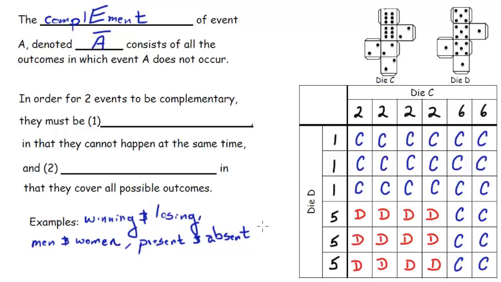Right? So if I say, I know that student John is not present, then we know that this student John is absent. Or if you think of the case here, let's look at die C. If I said die C is 2, well, the complement of C getting a 2, if I said I know that die C did not roll a 2, then die C rolled a 6. So in order for two events to be complementary, we have two criteria. They must be mutually exclusive.